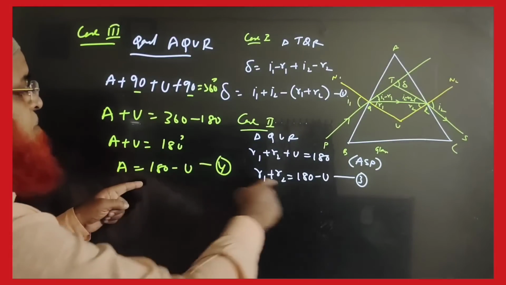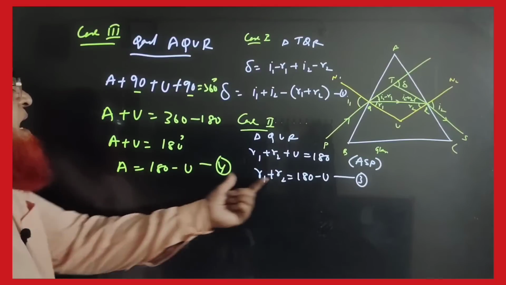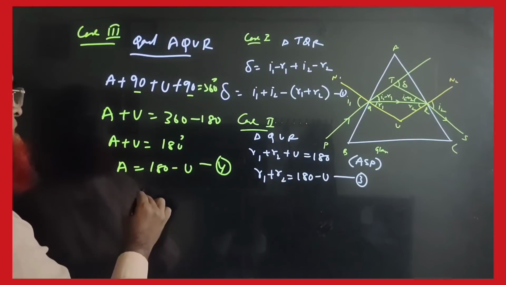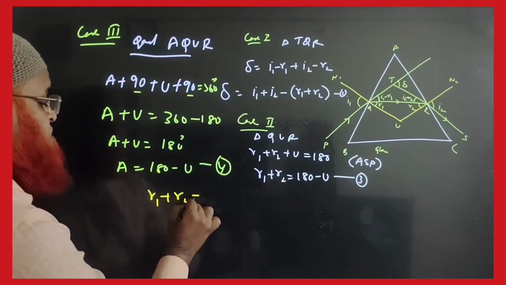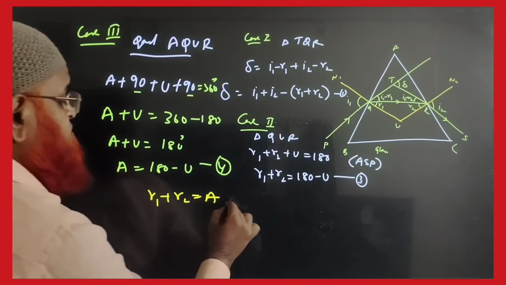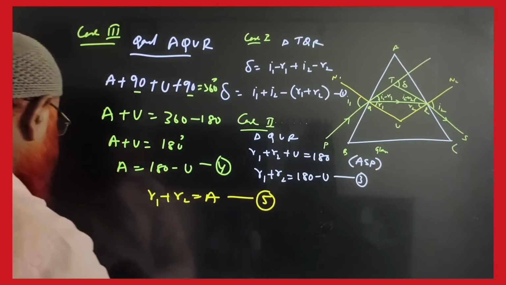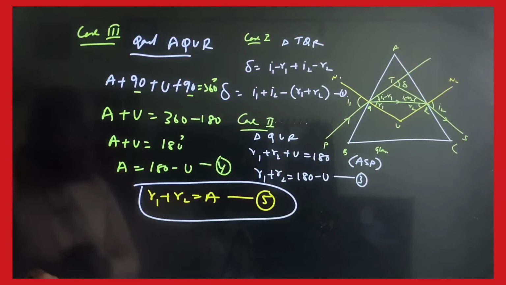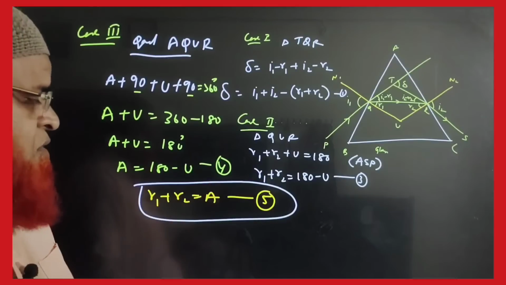Understood? So if you compare these two, the RHS are the same, no? 180 minus U, 180 minus U. What do I get now? R1 plus R2 is equal to A. This is very important because it is used in solving problems. What is that? R1 plus R2 is equal to A.